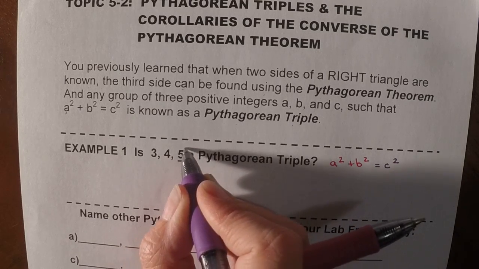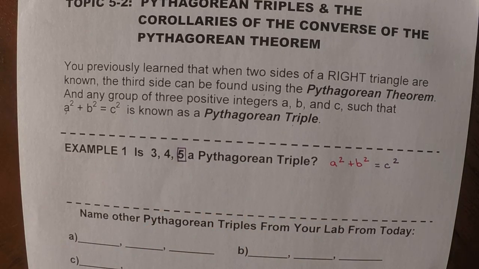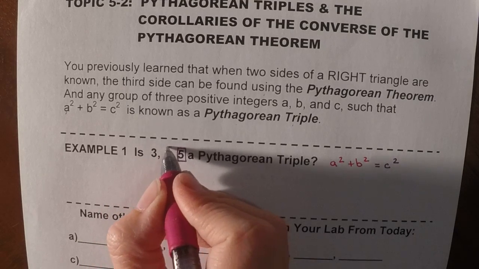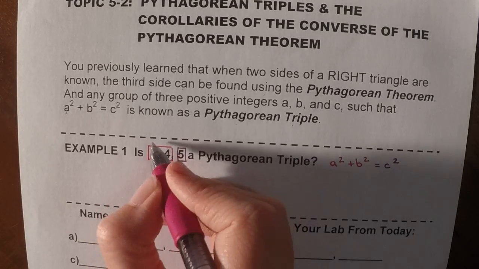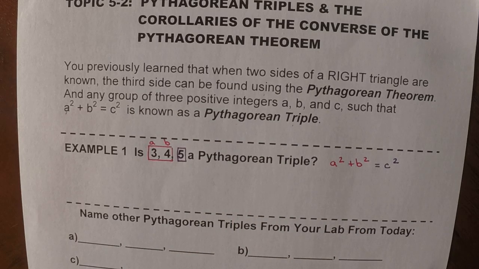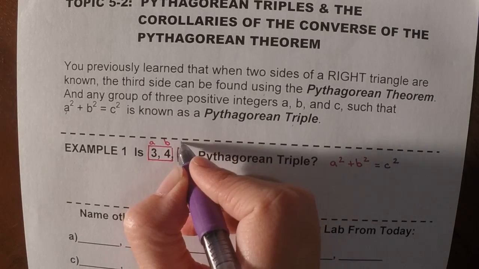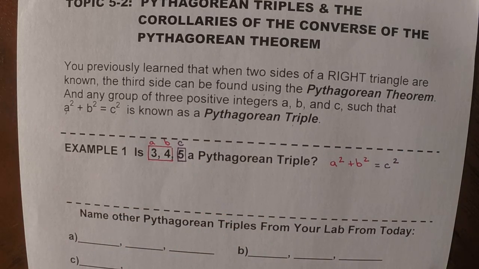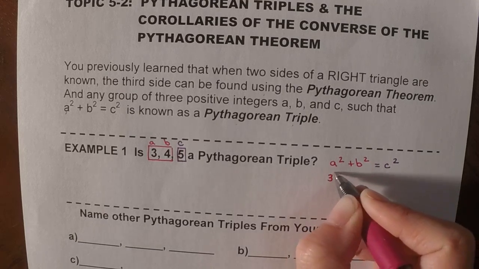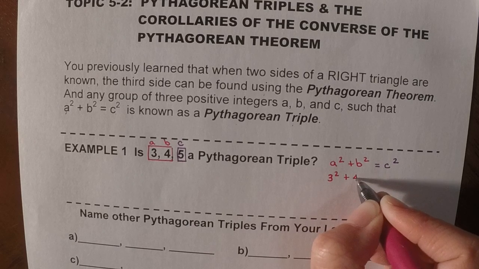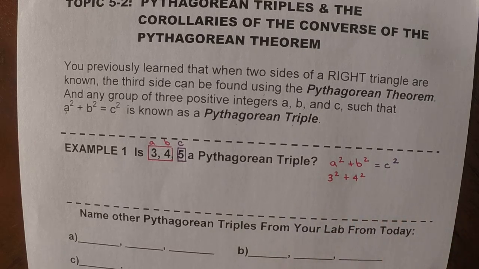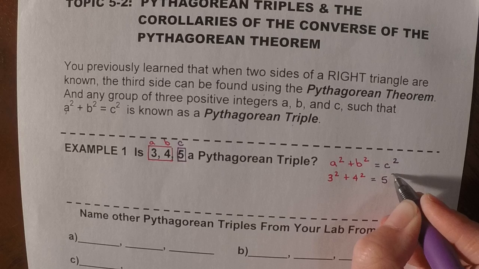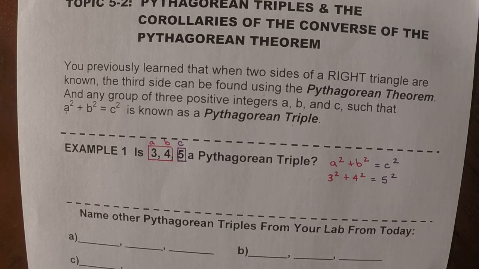So the largest number here is 5. So that would be my C value. These two would end up being my A and B. If they write them in order, C will always be the one farthest to the right because it should be the biggest. But if they don't, make sure you know C will always be the biggest number. So now if we plug them in, this would be 3 squared plus 4 squared, and that's supposed to equal 5 squared. So now we just need to see if it's true.